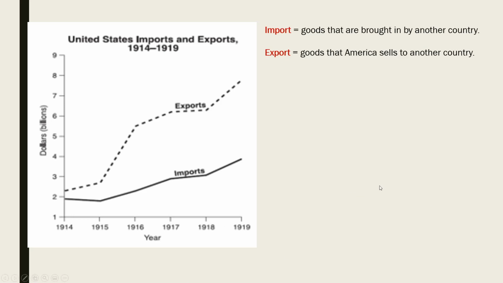This is the entire World War One. This is trade that the U.S. has in terms of imports and exports. If you don't know, imports are just goods that are brought in or imported into the United States, and exports are goods that we sell to other countries. So as the war progresses, we start selling billions of dollars of exports to other countries. As you see here, it goes from about 2.3 billion to over 7 billion by the time the war's over.